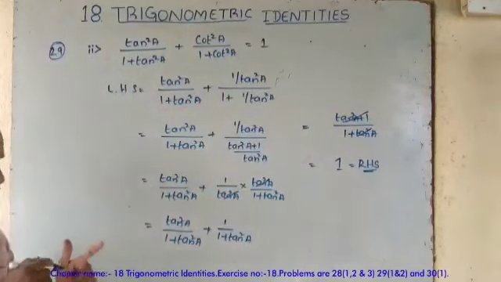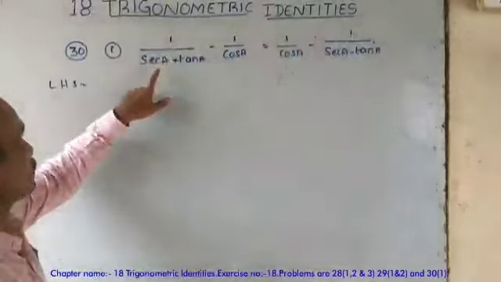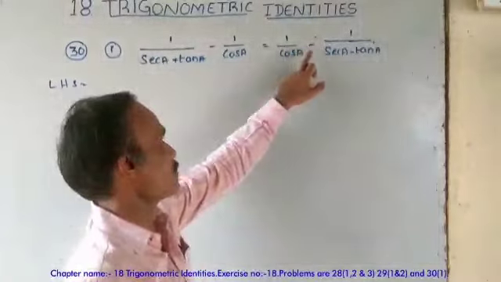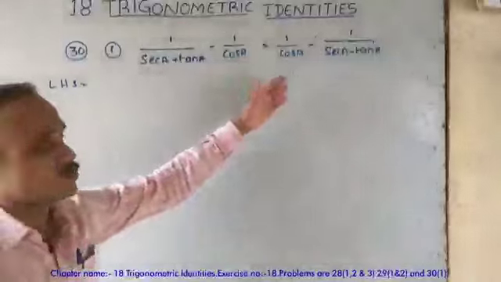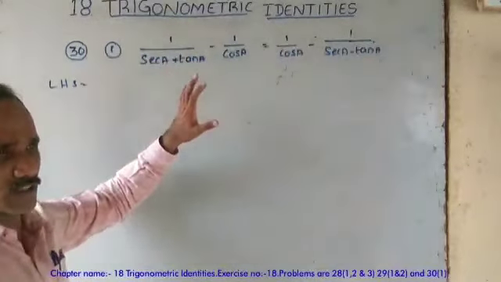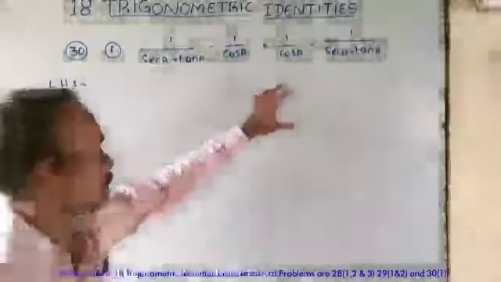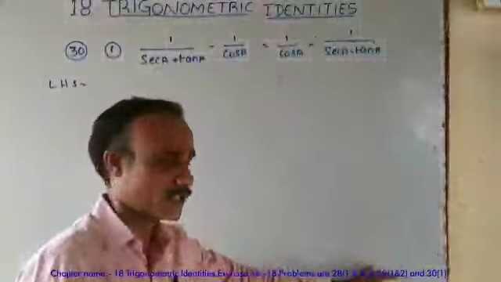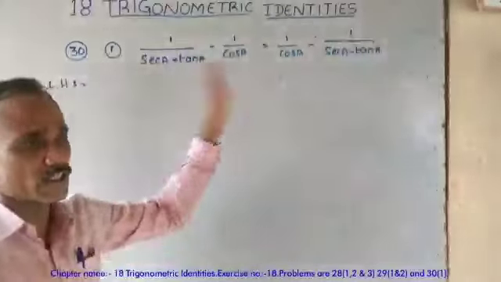Yes, very simple. Simply substitution. Here the first one: 1 divided by (secant A plus tan A) minus 1 divided by cos A is equal to 1 by cos A minus 1 divided by (secant A minus tan A). So LHS to RHS or RHS to LHS, proof of these two are difficult. So better you take LHS and find the value of LHS and find the value of RHS separately. You will get the same answer. Then also you can say these two are equal.